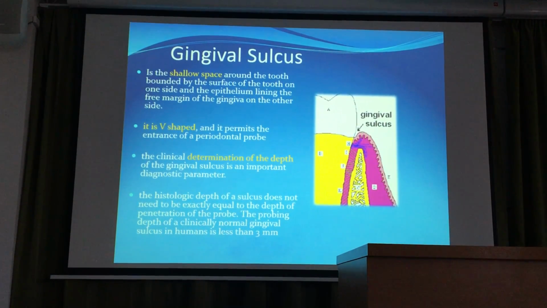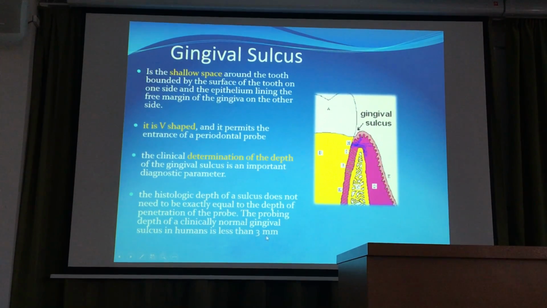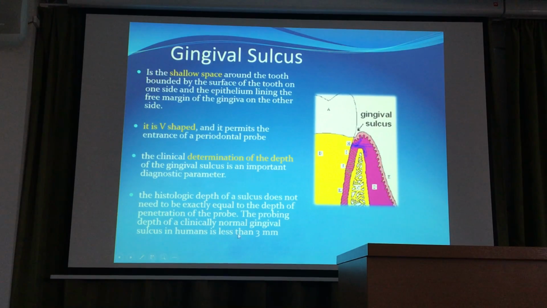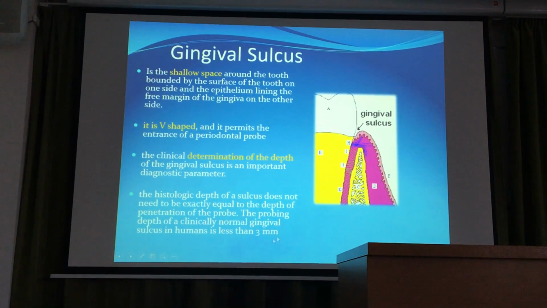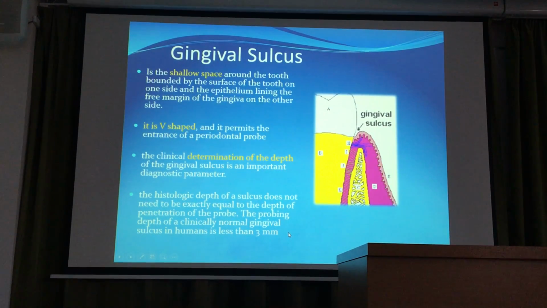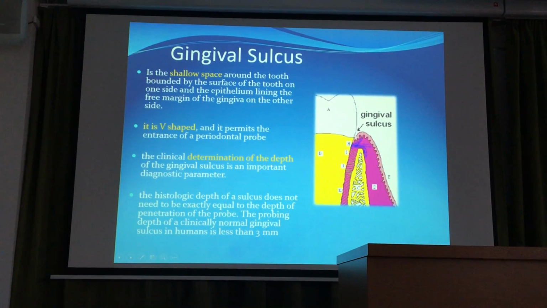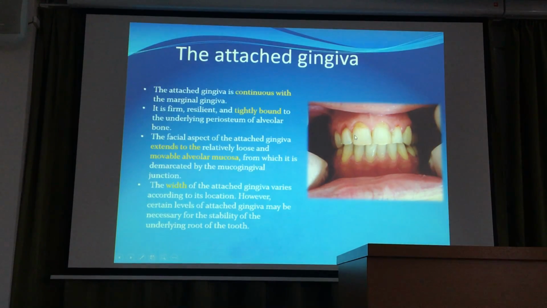This information will be quite useful for you in clinical practice. If this distance is more than 3 millimeters, we're talking about a pocket. The pocket formation is always pathological. So this is the narrow space, and we can measure the situation with a periodontal probe.